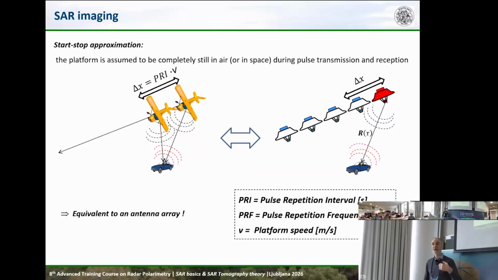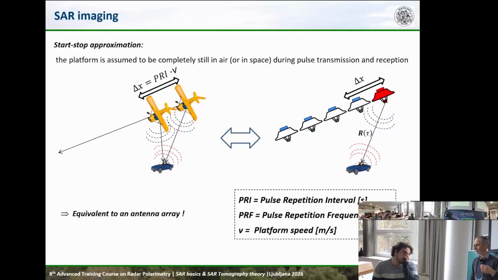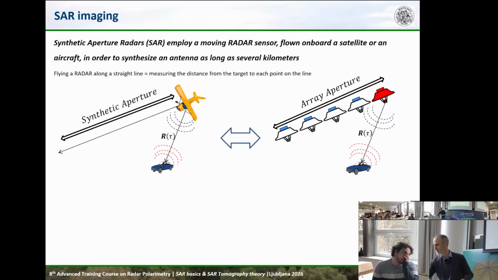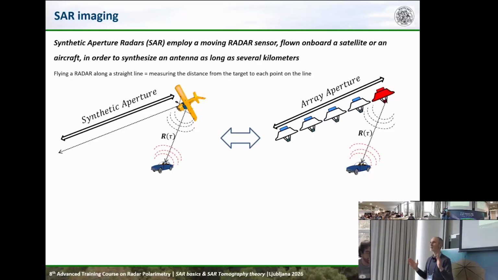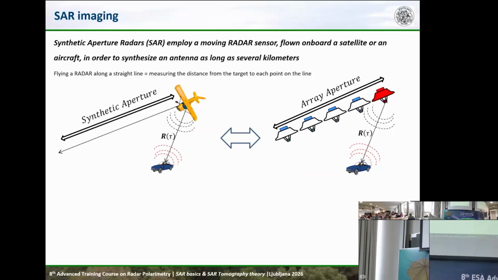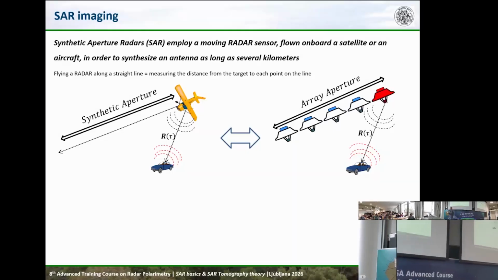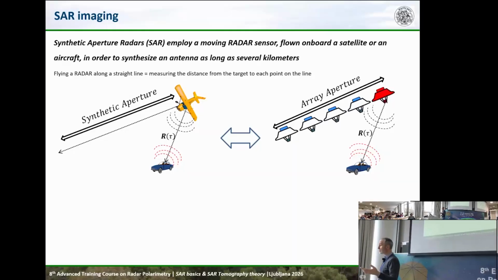So just imagine that you send a pulse. I can do this better. Let's say that you have a radar, and this radar is built such that it sends a pulse every second. So it's like this, and now we move it. This is what you have. This is a synthetic aperture radar, nothing else. Why does the theory of antenna array help us understand how it works? Because it is actually the same.